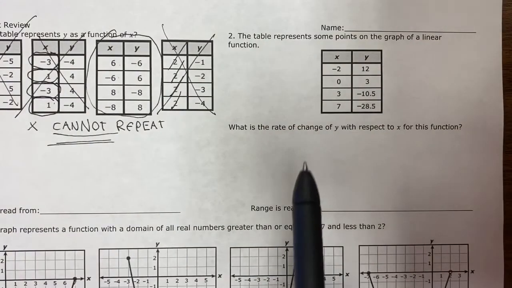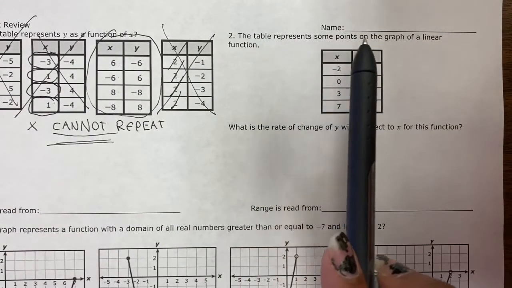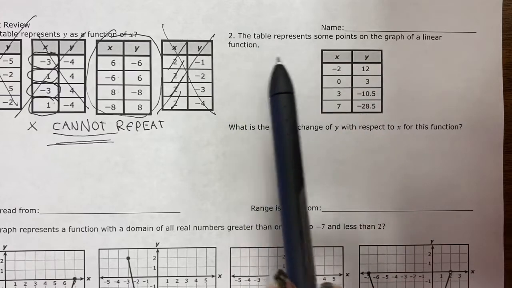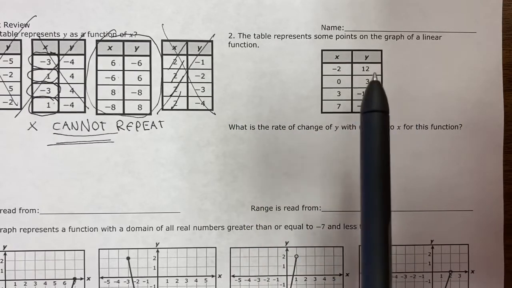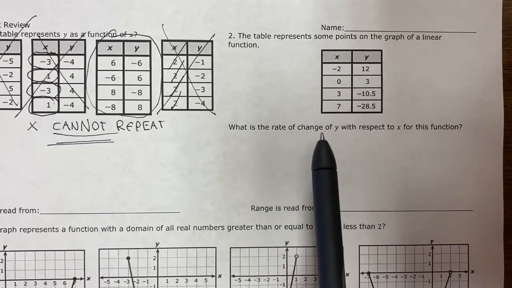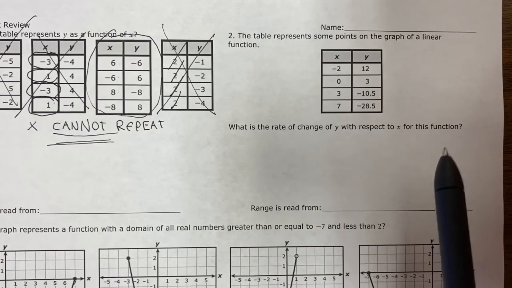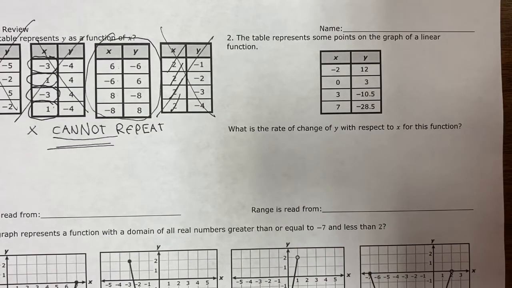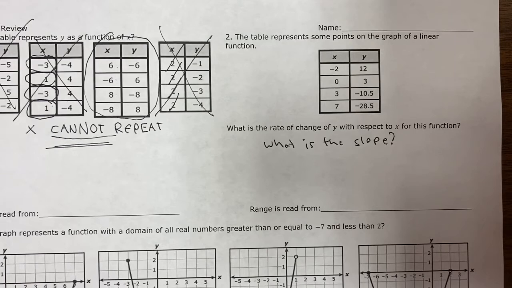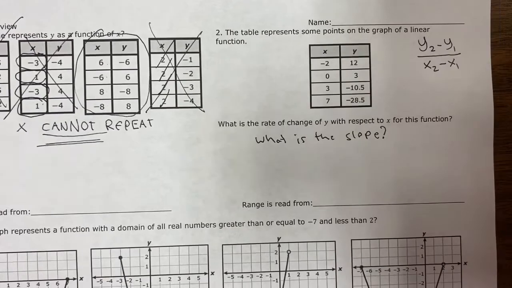The next one gives us a table. The table represents some points on the graph of a linear function. What is the rate of change of y with respect to x for this function? This is just a fancy way of saying, what is the slope? So we're going to use our handy dandy formula for slope: y2 minus y1 over x2 minus x1. So we're going to choose 2 points on the table. I'm going to choose these 2 points.